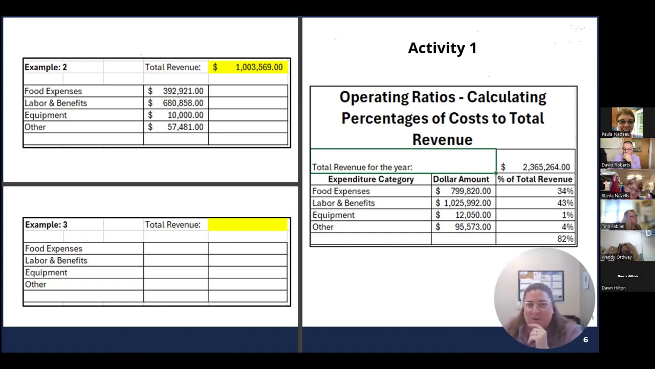All right, those of you that are still working on it, keep working. But example two, can somebody tell me the total percent of revenue for example two, what that ended up being? Do you want to unmute yourself, raise your hand, or type in the chat box?